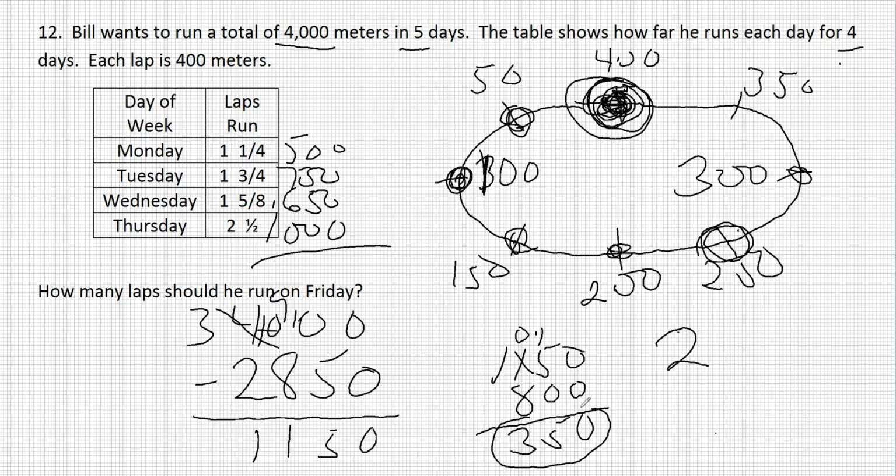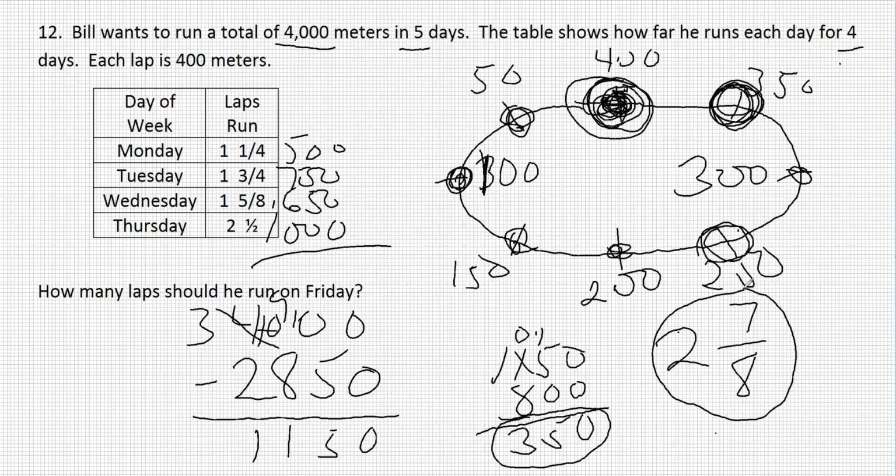So he needs to go another 250 meters after the opening 2 laps, which brings us to 250 here, which is 5/8 of a lap. So that is how far he has to run on Friday.